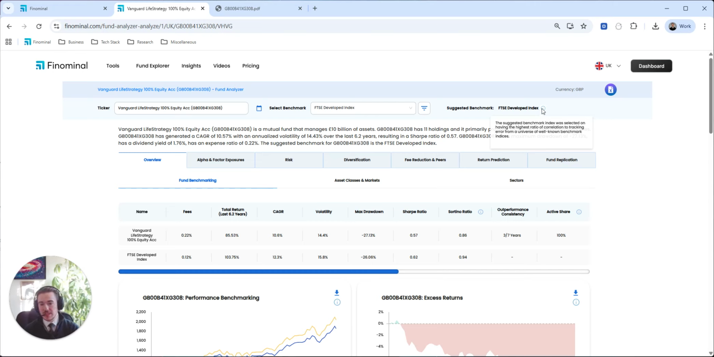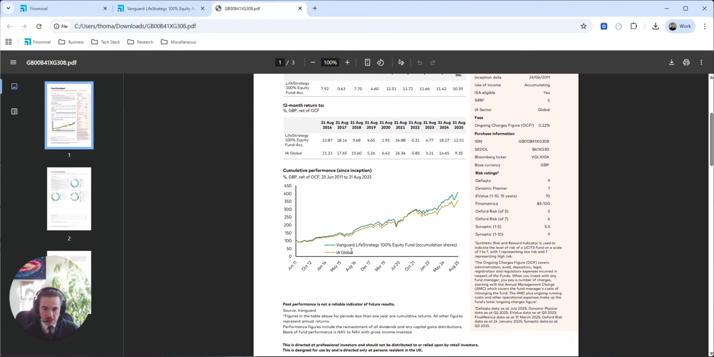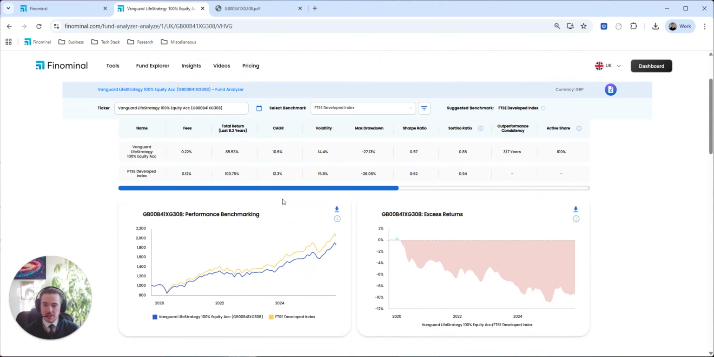Now, I love that we're able to see this level of transparency, because if we actually go over to Vanguard's literature, we can see they've chosen the IA Global as their benchmark, which shows the Vanguard fund outperforming that, whereas Finominal's platform's suggested benchmark actually shows the fund has underperformed against the FTSE Developed Index.